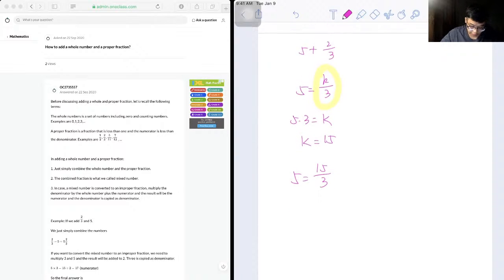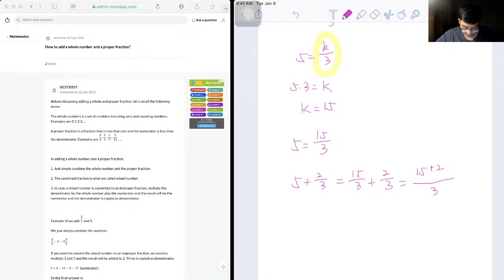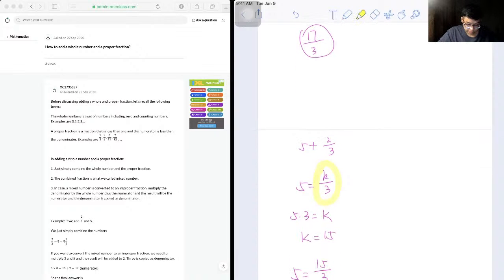So now the question converts to 15 over 3 plus 2 over 3. Since they share the same denominator, we can just add the numerators, which will be 15 plus 2, and we maintain the denominator, which gives us 17 over 3 as our final answer. So 17 over 3, either way works.